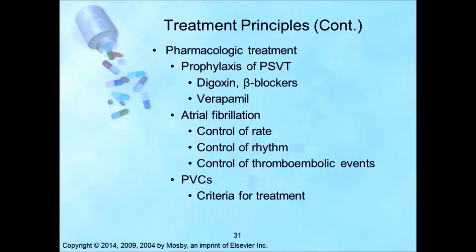For atrial fibrillation, the treatment is threefold. It controls the rate, rhythm, and thromboembolic events. The control of rapid ventricular response is accomplished with the use of beta blockers or calcium channel antagonists for patients with persistent or permanent atrial fibrillation.